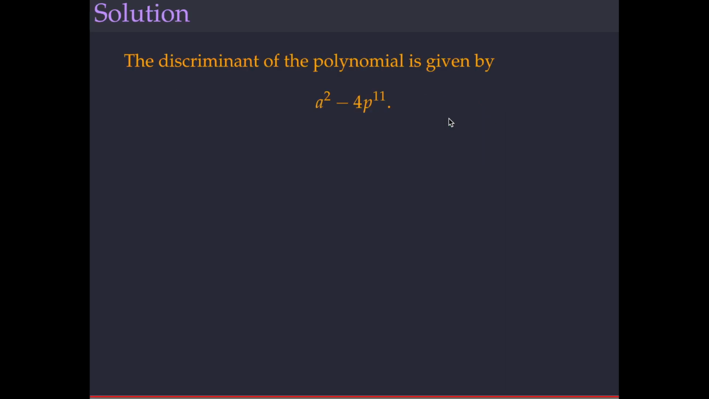As I told, in order to solve this problem, we will analyze the discriminant. Recall that if you have a quadratic equation ax square plus bx plus c, then the discriminant, which we write as D, is equal to b square minus 4ac. So this is the discriminant of this polynomial.